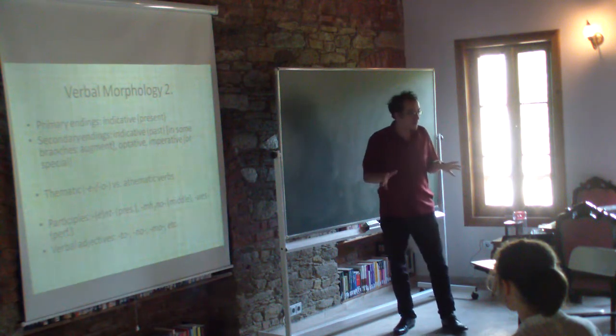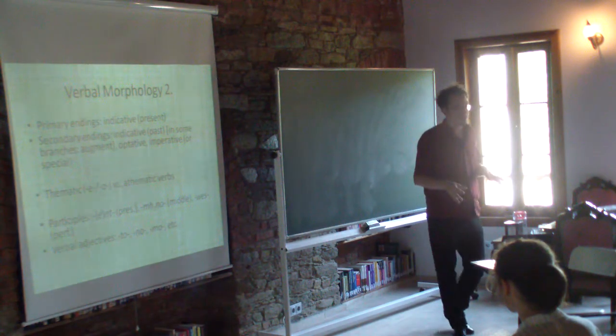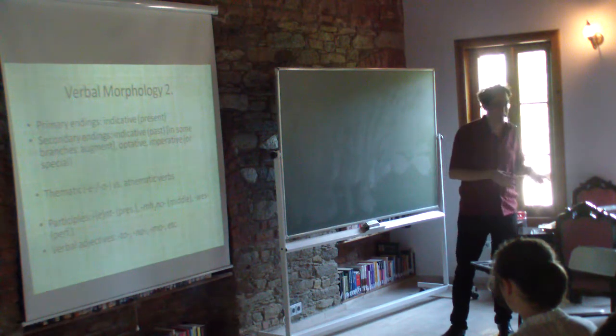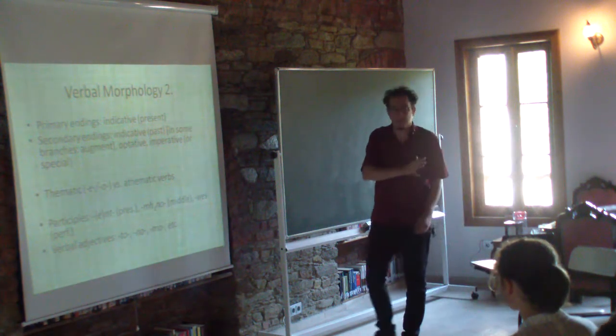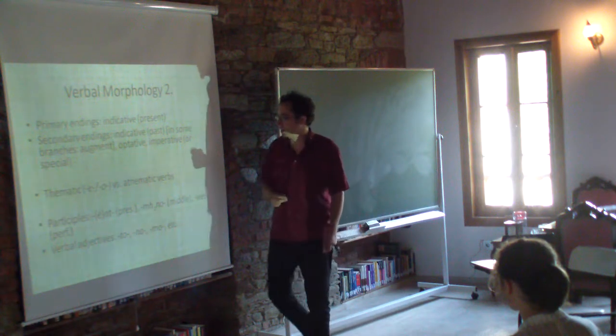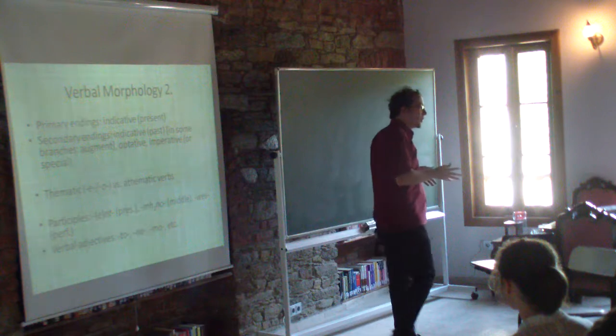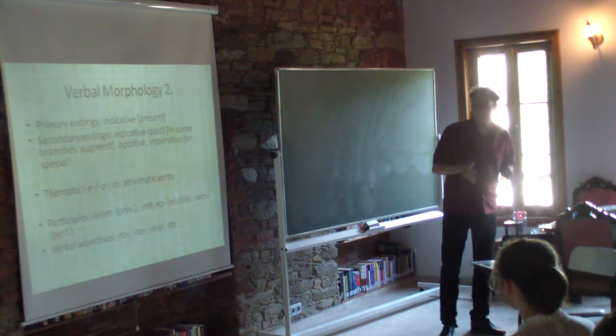The verbs themselves fall basically into two classes as far as the root is concerned. There are so-called thematic verbs and athematic verbs. It's again a bit like the thematic nouns. So the thematic verbs insert an e or an o vowel between the root and the ending.